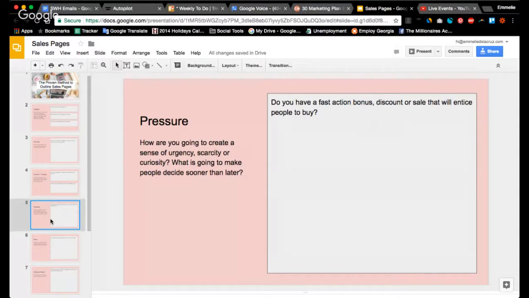Think about how you can create some pressure in your sales pages so that it doesn't seem like you're just ready and available at any point in time. You want to make it seem like your product or service is moving fast and people only have a limited amount of time to get it.